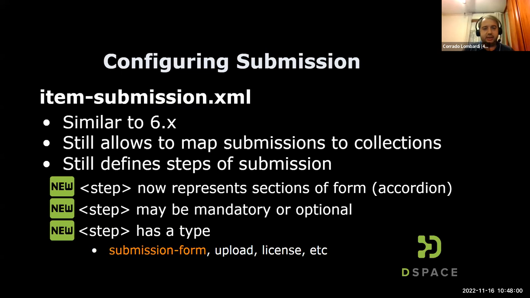Okay, basically the submission is configured with two files, item submission XML, as it was already, something similar to what was in previous versions, and the other file we will see shortly, submission forms XML. This first file still allows you to map a particular submission to one of the collections. So if you want a particular submission flow for a collection, you can configure it in this XML file.